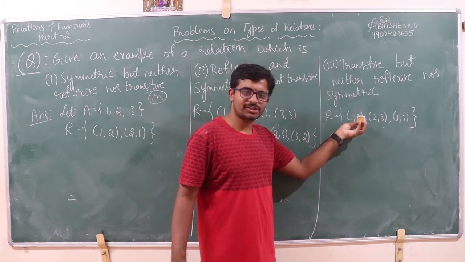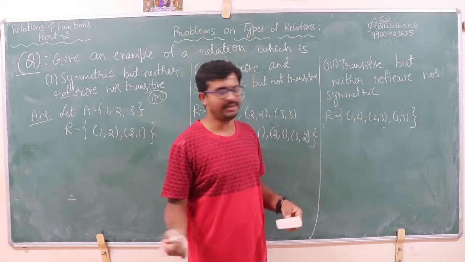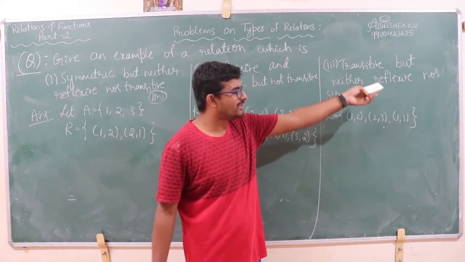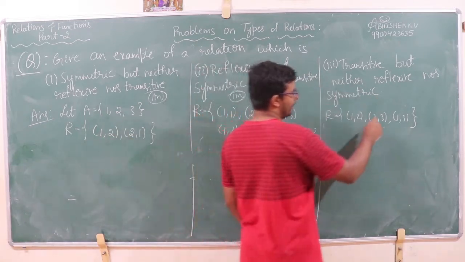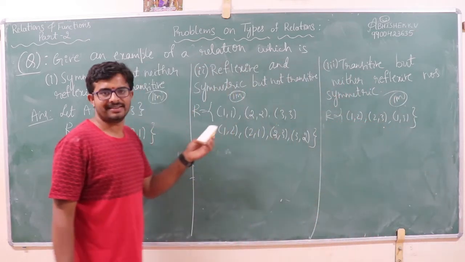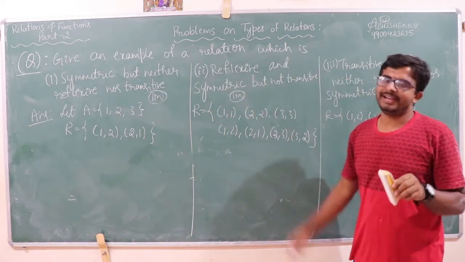Here (1, 2) belongs to the relation, but (2, 1) does not belong to the relation, therefore it is not symmetric. As (1, 1) does not belong to the relation, the given relation is not reflexive. See, this is also 1 mark. So these are all your possible questions in the first subtopic, types of relation.